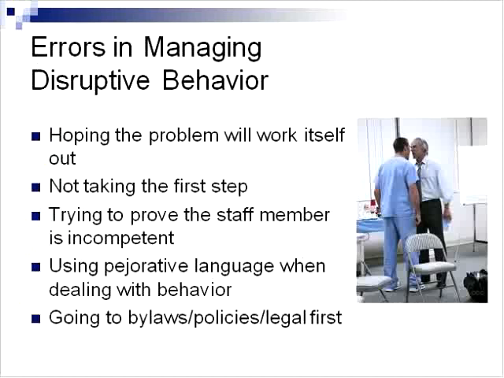So some of the errors in managing disruptive behavior, and certainly these are tough issues to manage, so we want to make sure that we're managing them appropriately. The first error is that we hope the problem will work itself out and go away, so kind of turning a blind eye to the behavior and hoping that it will just go away, and if we didn't hear a report of it today, then everything must be better.